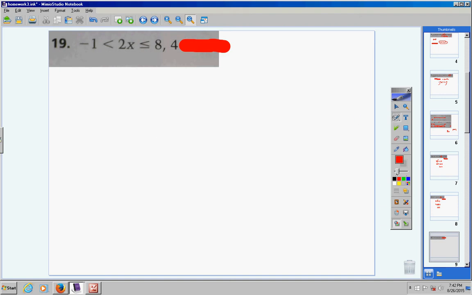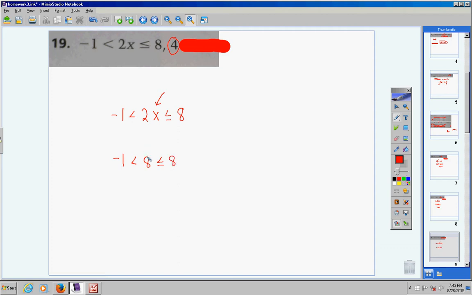Number 19, your inequality is... Actually, we have a compound inequality, a conjunction. There's your compound inequality. We're testing 4, okay? So we're going to put 4 in for x. I'm going to go ahead and erase that. We can see right now we're putting 4 in for x. 2 times 4 is 8. Now let's see if that's right.